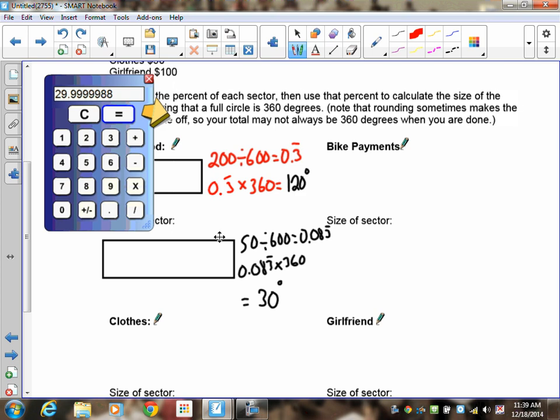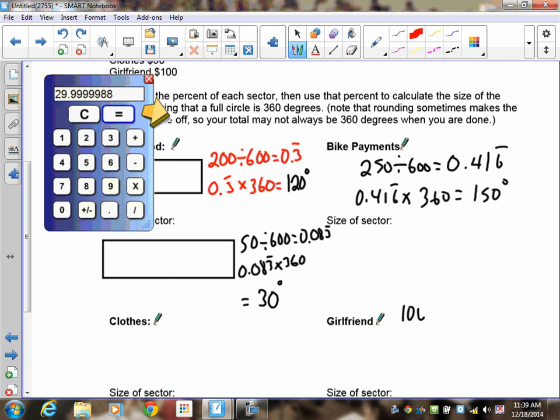The bike payments, 250 bucks out of his 600, as a decimal is 0.416 repeating. So 0.416 repeating, multiplying that by 360, and I'll shorten things up. It comes out to be 150 degrees. The girlfriend is $100. Divide that by 600, and that gives you 0.16 repeating. And then 0.16 repeating times 360 gives you 60 degrees.